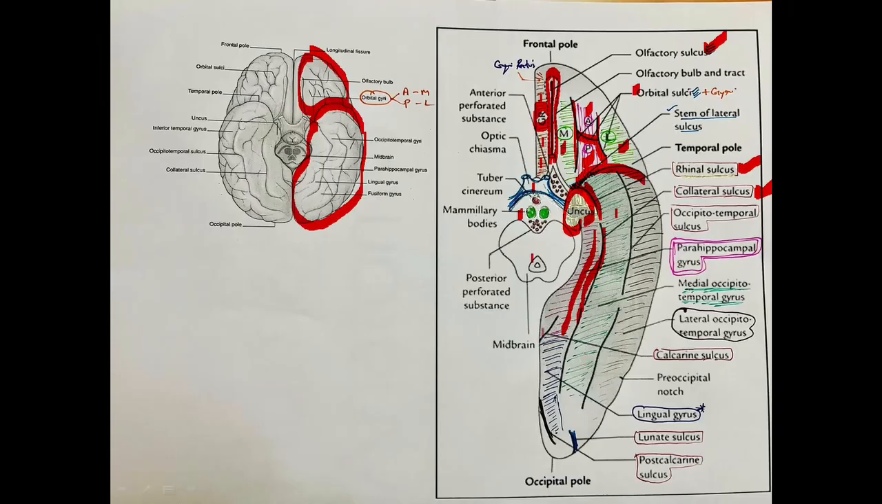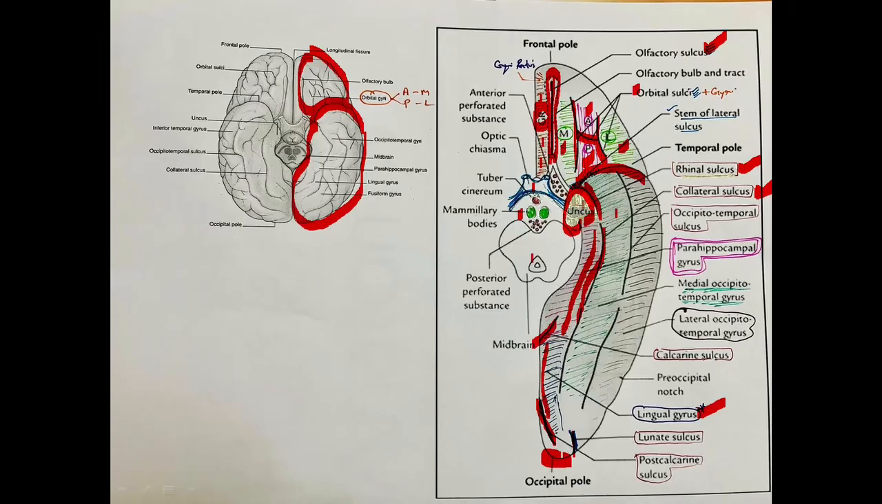And in the middle, beneath the parahippocampal gyrus, from the medial surface, it is intersected by the calcarine sulcus too. And at the lower down, you are intersected by the posterior calcarine sulcus. In between, you have another gyrus called the lingual gyrus. And the lunate sulcus will differentiate, as previously in the superolateral surface also, the occipital pole.